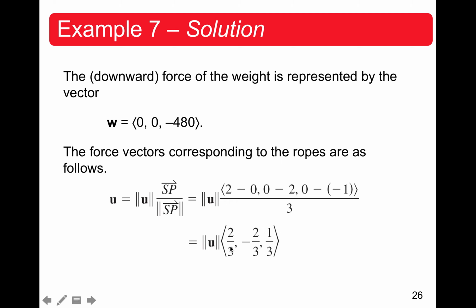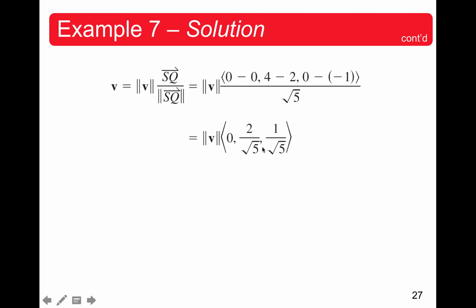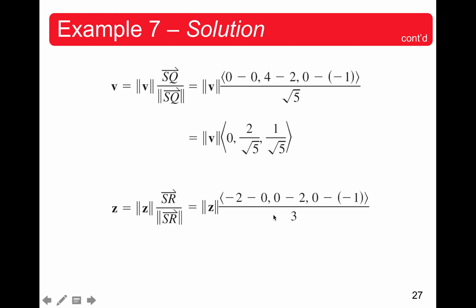So we're going to do this for all of the 3 ropes. So vector U, that's how we're going to find it, the magnitude times this. Now V, we're going to do the same thing. This is from S to Q this time. So we have our component, we have our magnitude, and we're going to leave the magnitude of V right there. Now we're going to do the same thing for Z. There's your component, there's your magnitude, and we're going to leave the magnitude of Z.